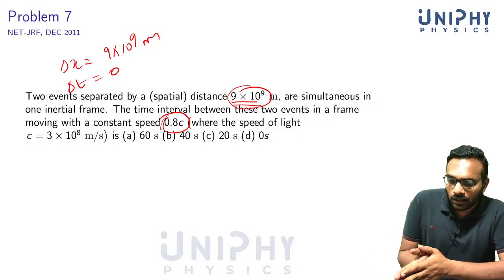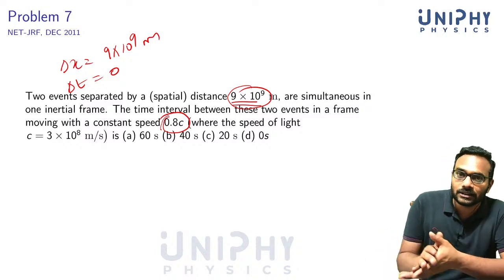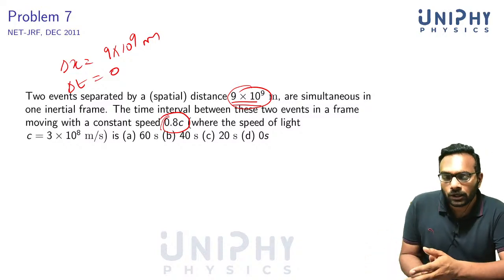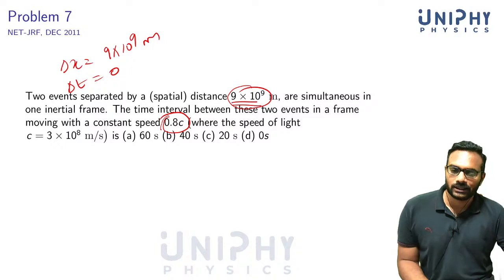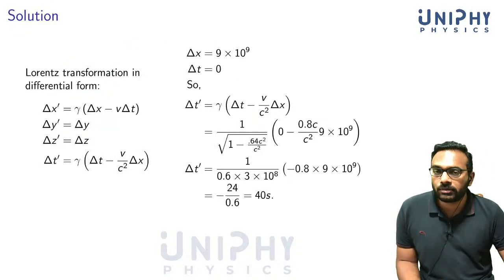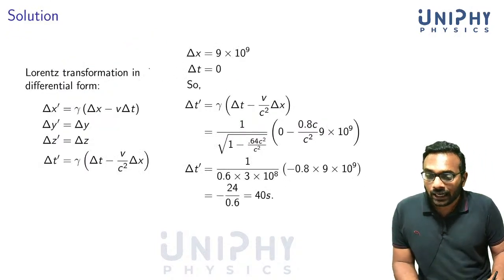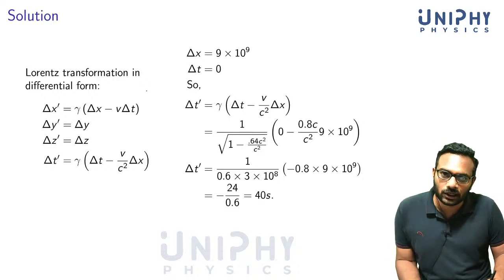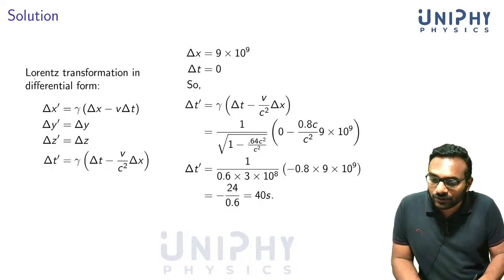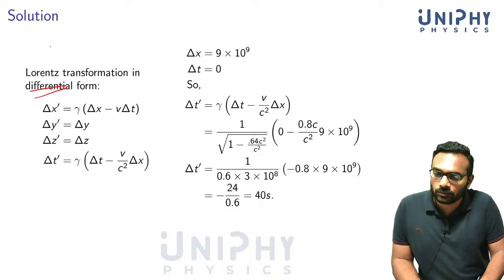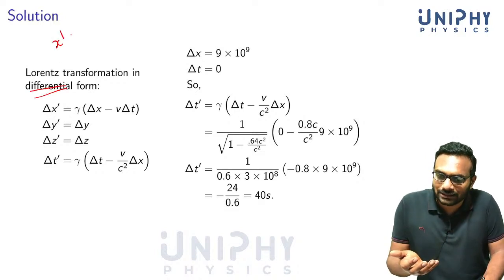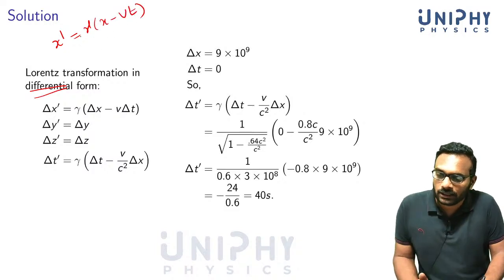Now, what's the question? What's the time interval in this new frame? You just use the Lorentz transformation equations. This is an easy problem. You have to be familiar with the Lorentz transformation equations, and it's very convenient to remember them in the differential form. If you remember the Lorentz transformation equation, it's simply given: x prime is equal to gamma (x minus vt).